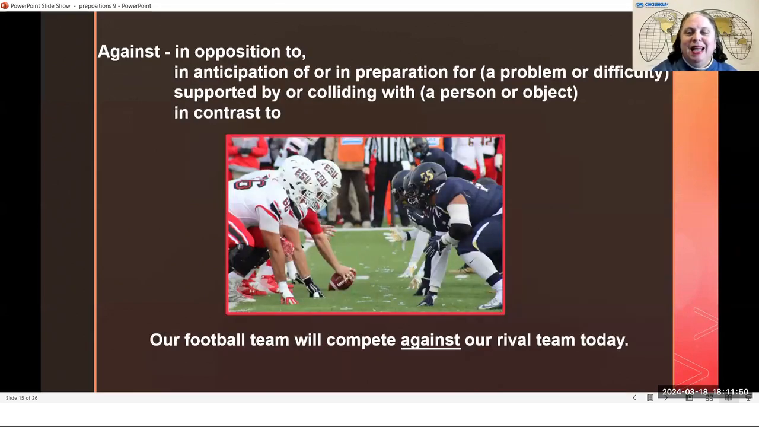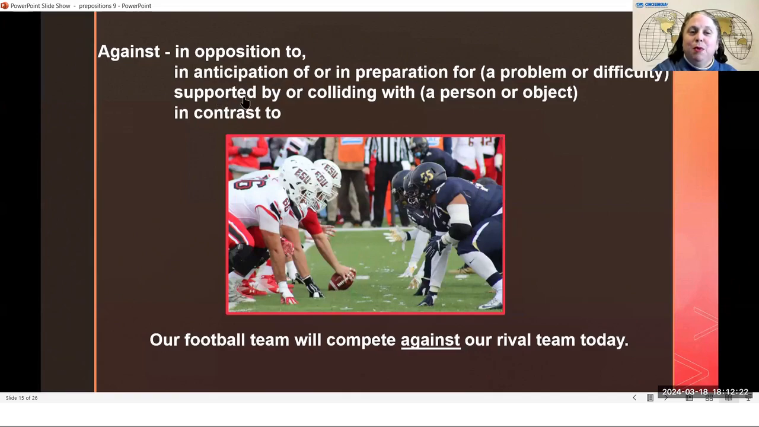All right, against. I have a lot of examples for against because against has 4 different possible meanings. Against can mean in opposition to, and we're going to see some examples of that first. Against can mean in anticipation of or in preparation for a problem or a difficulty, and we're going to see some examples of that second.